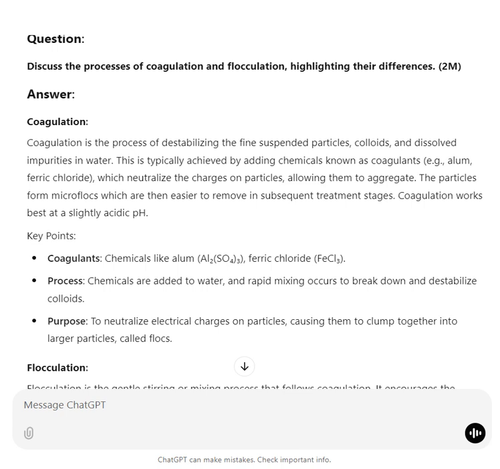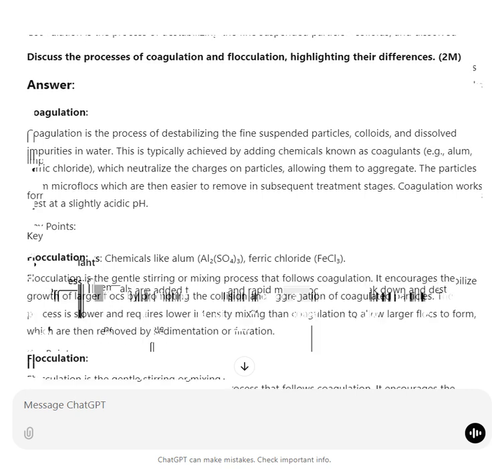Key points. Coagulants: chemicals like alum, Al2(SO4)3, and ferric chloride, FeCl3. Process: chemicals are added to water and rapid mixing occurs to break down and destabilize colloids. Purpose: to neutralize electrical charges on particles, causing them to clump together into larger particles called flocs.